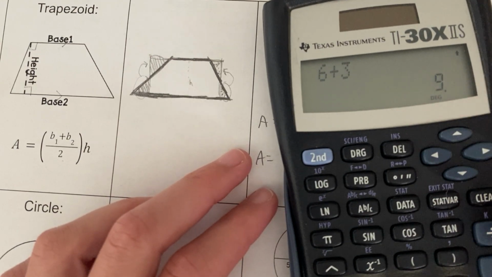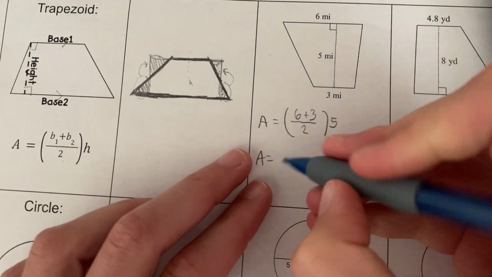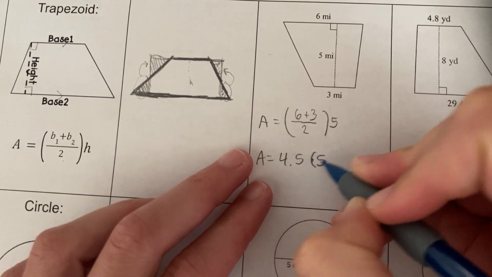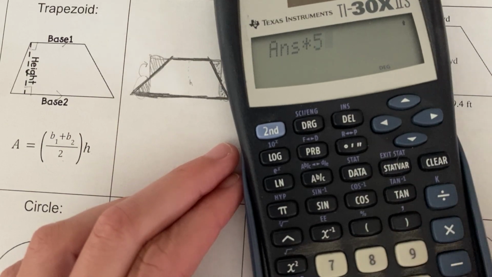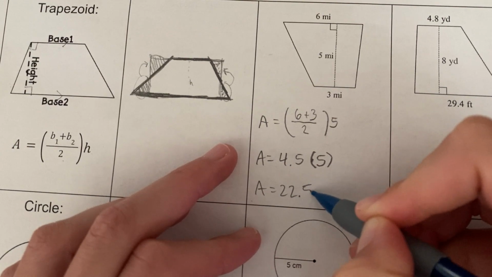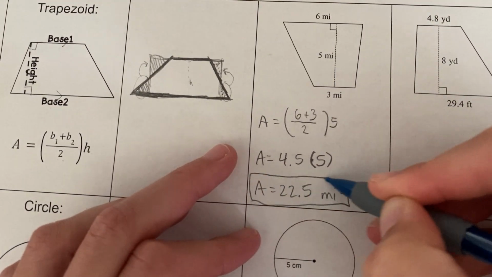So 6 plus 3 is 9 divided by 2, right? That was this, 6 plus 3, 9 divided by 2. So that's 4.5 times 5. And again, let me actually just use parentheses because that dot looks like a decimal. So I'm going to do times 5. So area equals 22.5, and it's square miles. Okay, right?